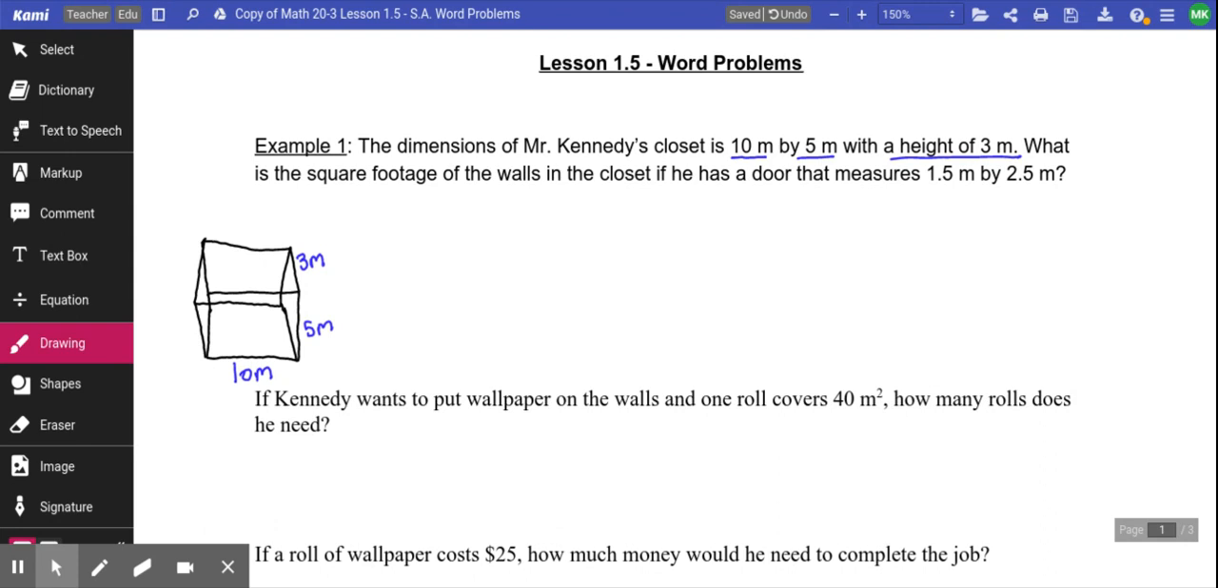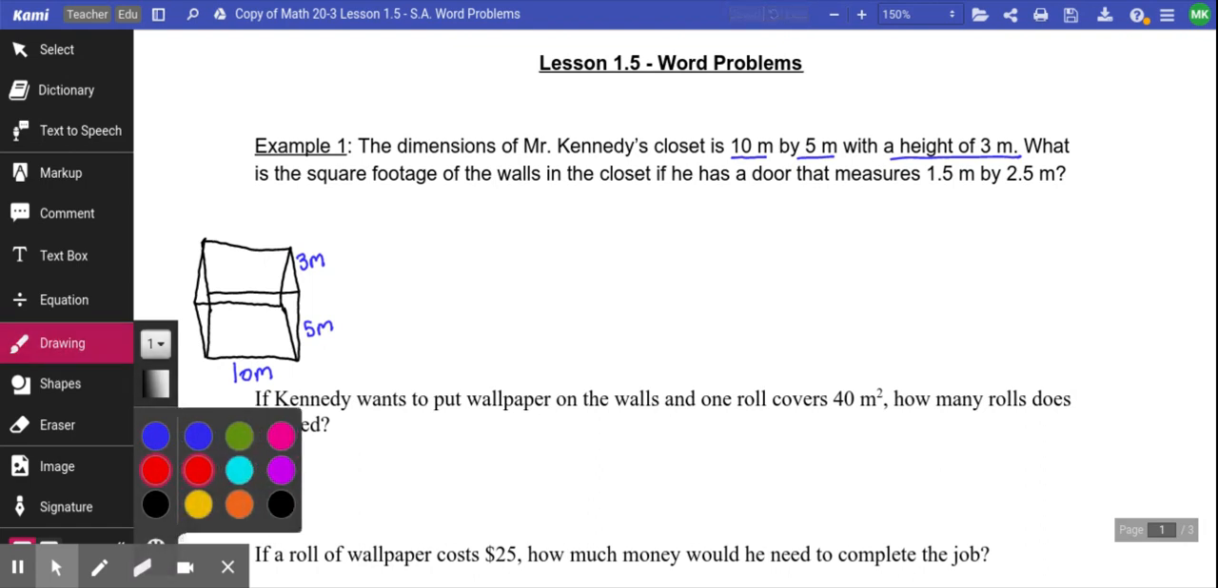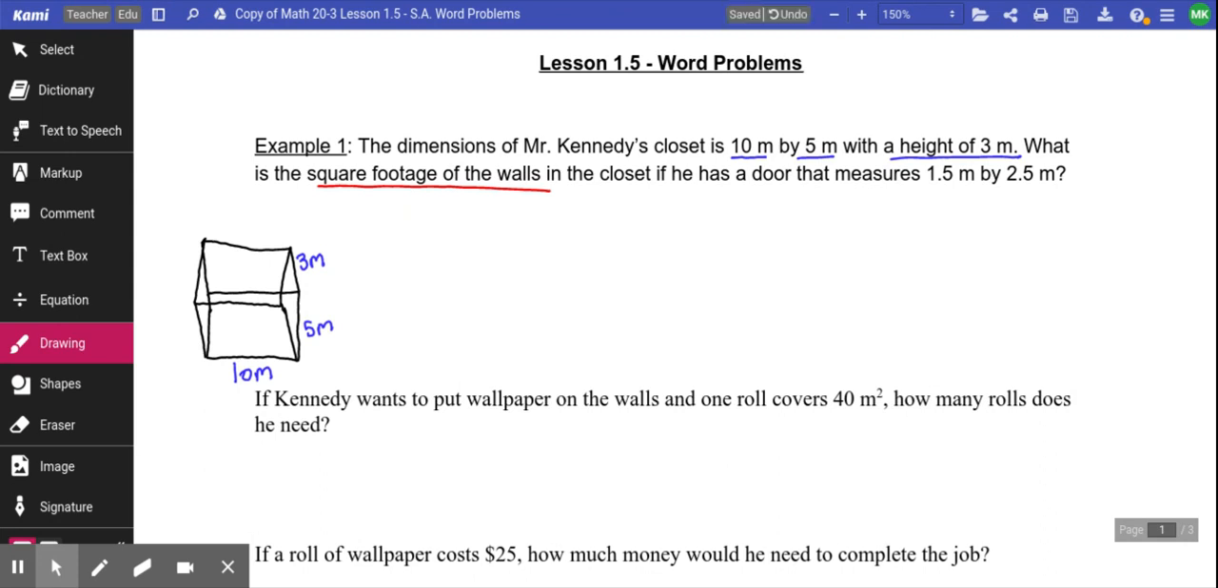So the dimensions of Mr. Kennedy's closet are 10 by 5 with a height of 3. What is the square footage of the walls in the closet if it has a door that measures 1.5 by 2.5? Let's not worry about the door for now, and let's try to answer the question, what's the square footage of the walls? If this is the closet, the walls would be these outsides. This front right here, this side right here, and then obviously the back and the left.